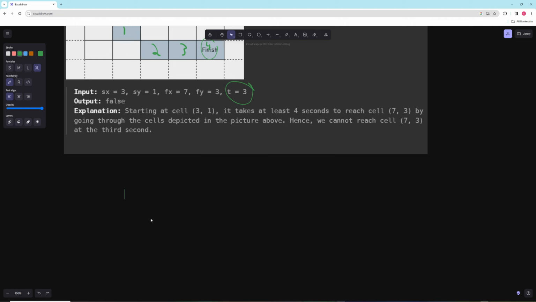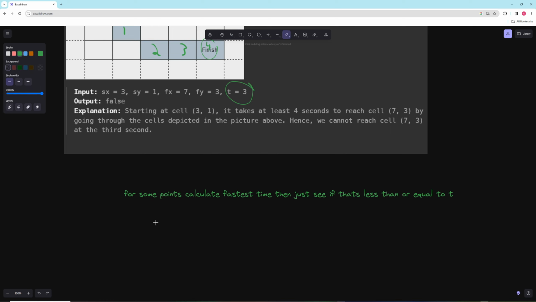So just to sum up, for some points, calculate the fastest time, then just see if that's less than or equal to t. And if it is, then we can do it. Otherwise, we can't, because we can always stall by just going in circles once we get to the end.